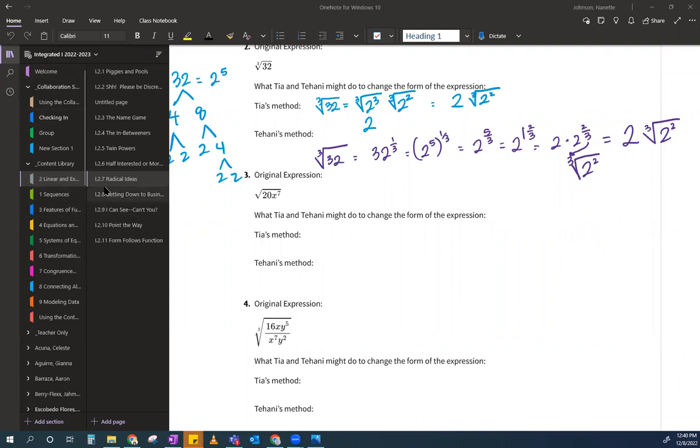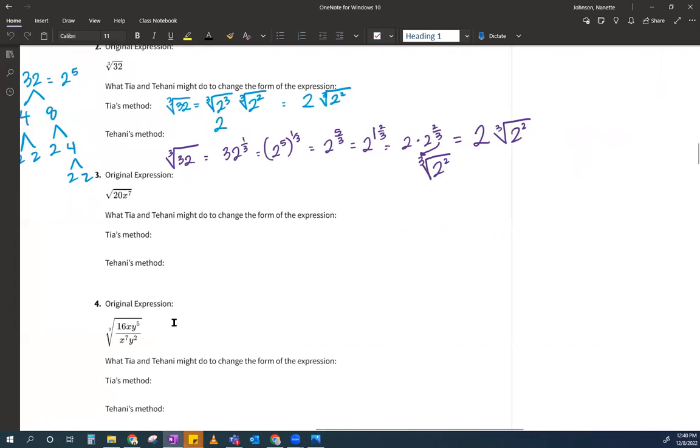We're going to be working on 12.7, which is called radical ideas. What we're really doing is simplifying radical expressions. When I say simplifying radical expressions, it just means I'm rewriting something that looks like this to make it look more like this.